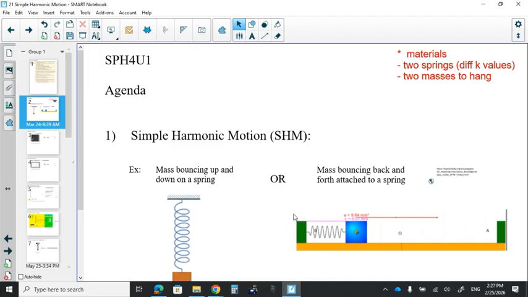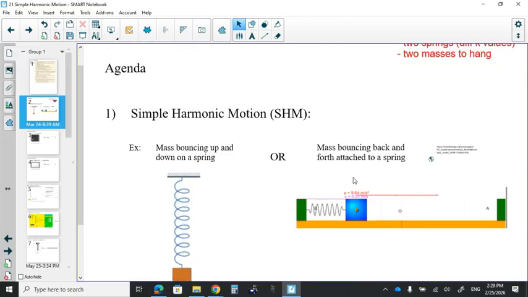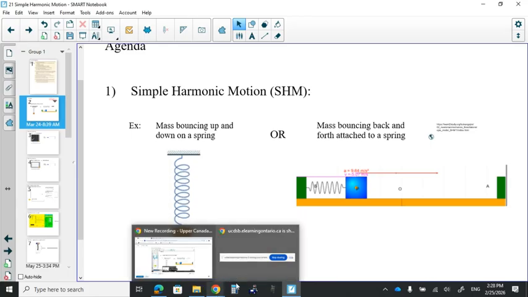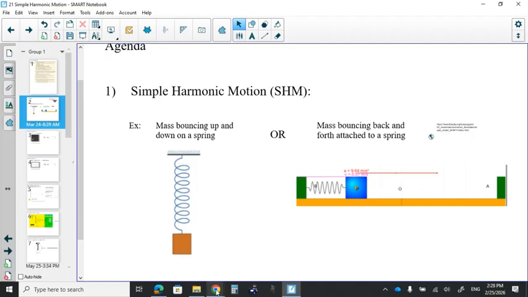Simple harmonic motion. What the heck is that? Well, we're going to find out. It is the kind of motion when you have a mass that's moving back and forth against a spring, stretching and compressing it. It can be up and down like that, which is more complicated because of gravity, but you don't have to analyze the gravity part of it.